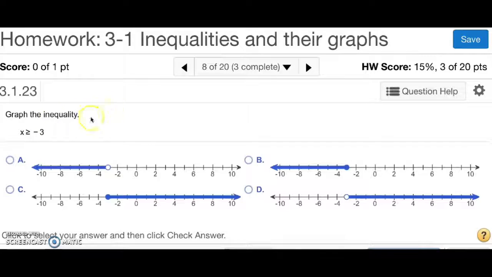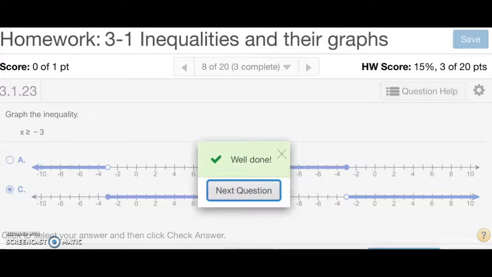Going to number 8, it says graph the inequality. It's a closed circle because of the line under it, so it's either going to be B or C. Since X is on the left, we go by the way it's pointing. It's pointing toward the right, so going to the right means it's going to be C. That's the answer for number 8.